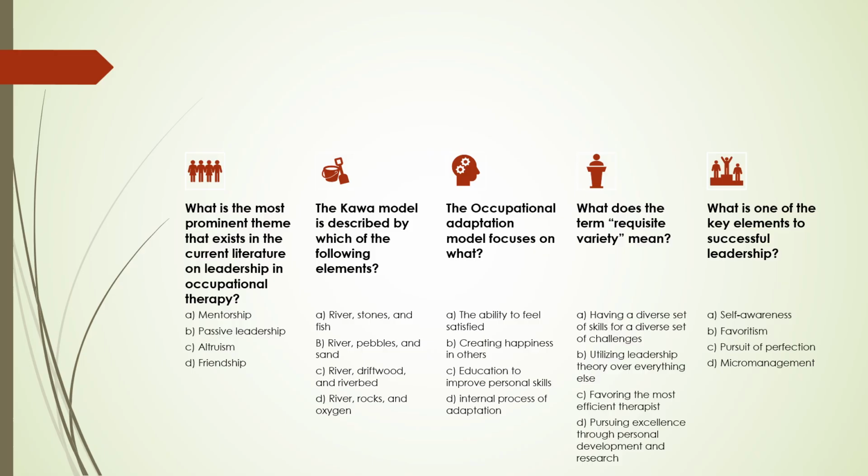Question number four. What does the term requisite variety mean? A. Having a diverse set of skills for a diverse set of challenges. B. Utilizing leadership theory over everything else. C. Favoring the most efficient therapist. Or D. Pursuing excellence through personal development and research. Question number five. What is one of the key elements to successful leadership? Self-awareness, favoritism, pursuit of perfection, or micromanagement?